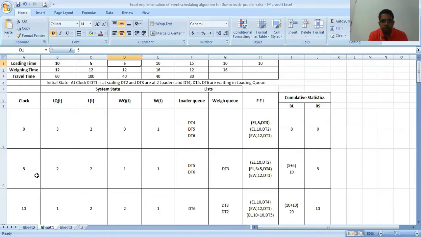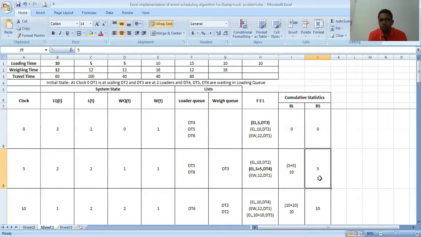Till now, how much time were the loaders busy? The loaders were busy up to clock time 10. Why 10? Because 5 minutes is with respect to loader 1 and 5 minutes with respect to loader 2. Therefore, we have to add both the times, which gives us the utilization of both the loaders as 10 minutes.